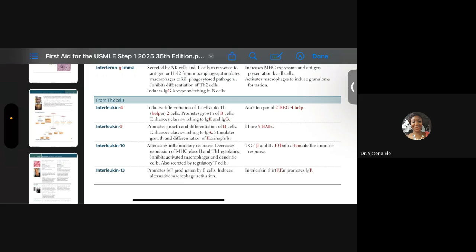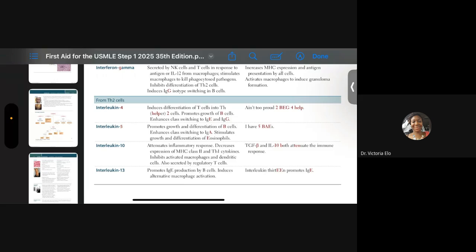Interleukin 5, really important. It attracts two things: IgA and eosinophils. IgA, eosinophils, one of your UWorld questions. They're going to ask you which interleukin causes eosinophilia. That's interleukin 5.